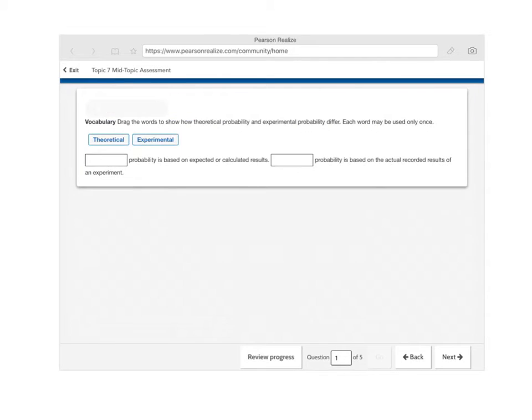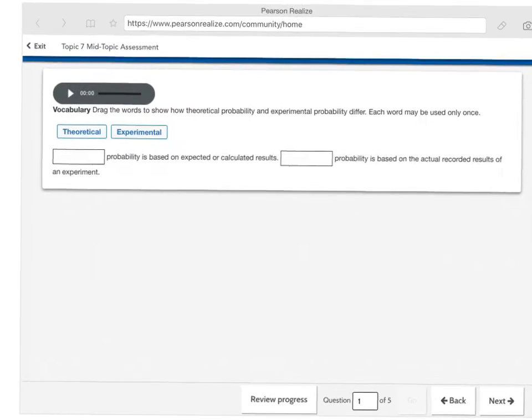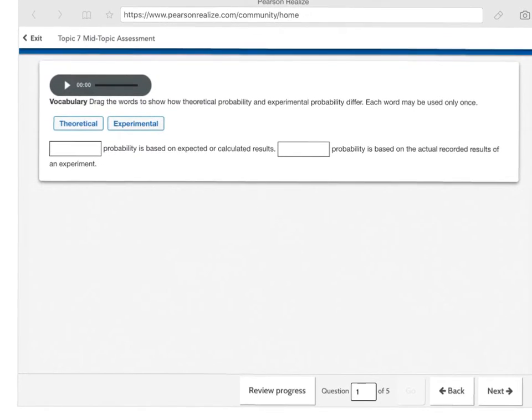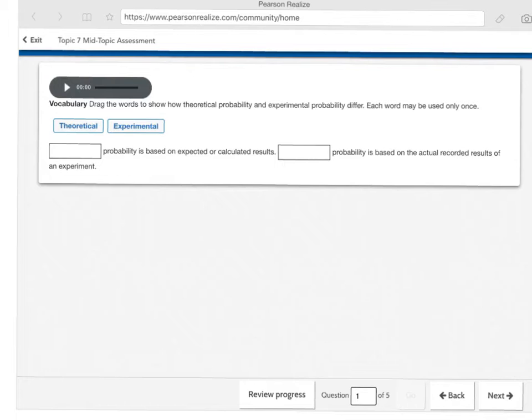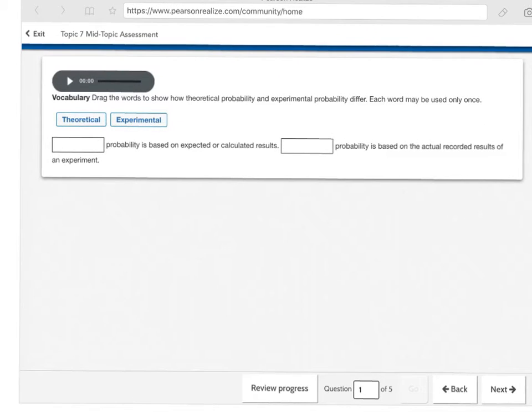If we look at the first question here, they want us to drag words to show how theoretical probability and experimental probability differ. Each word may be used only once. Which probability is based on expected or calculated results? That would be theoretical probability. Theoretical is based on what we expect. And so experimental probability is based on the actual recorded results.